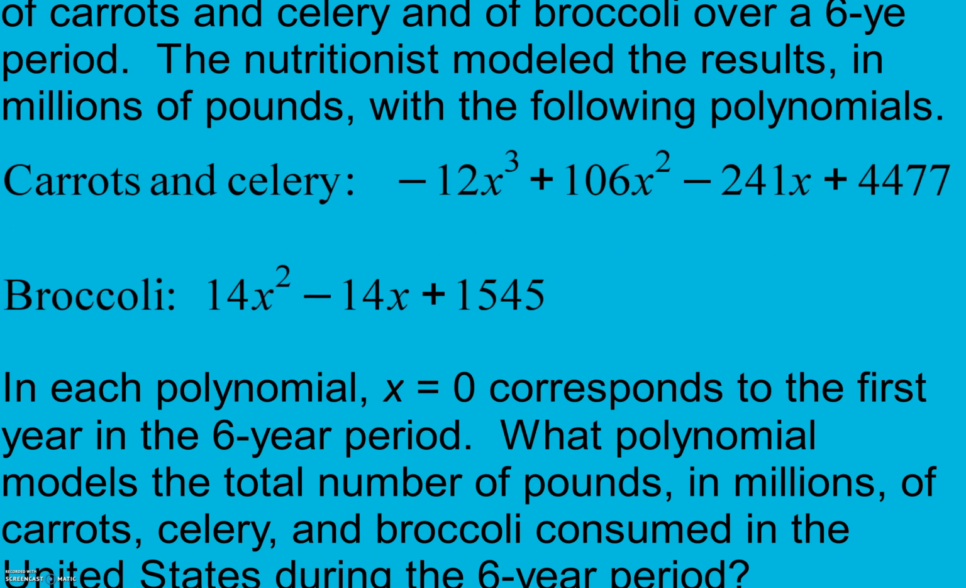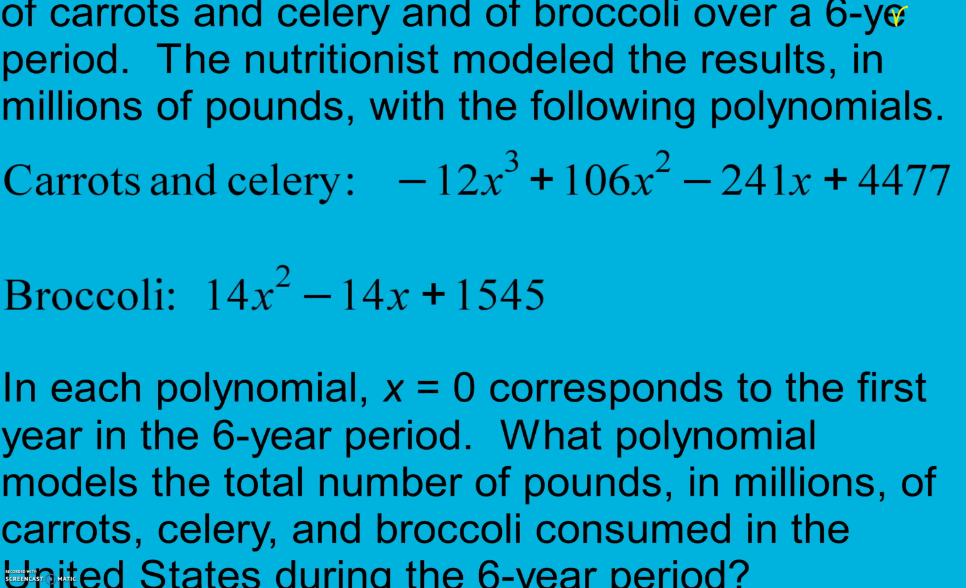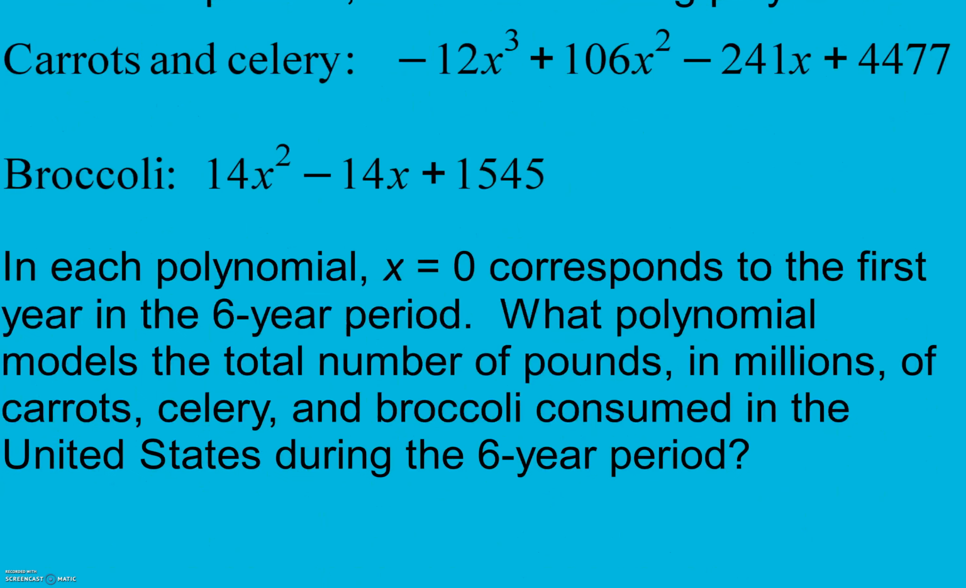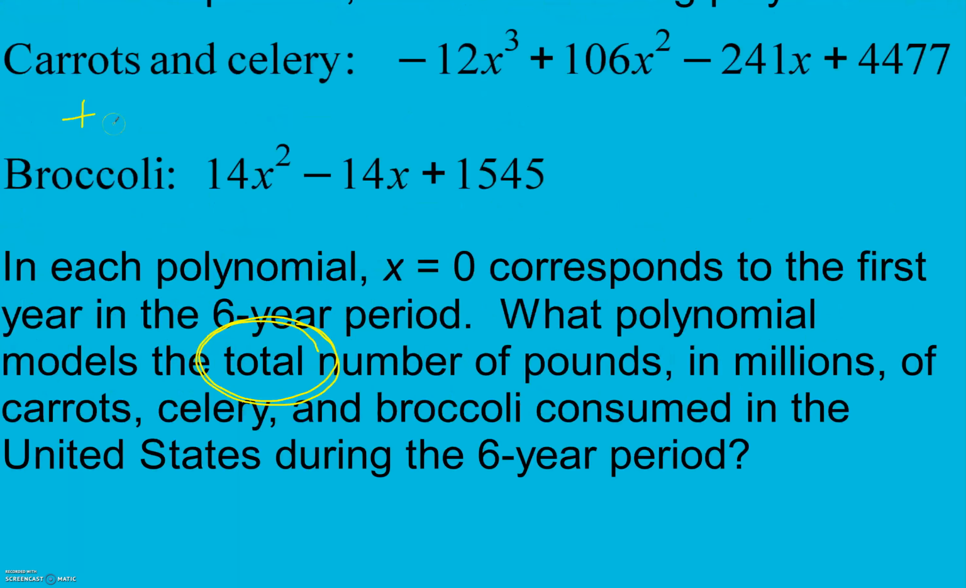A nutritionist studied the U.S. consumption of carrots and celery and of broccoli over a 6-year period. The nutritionist modeled the results in millions of pounds with the following polynomials: carrots and celery and broccoli. In each polynomial, x equals 0 corresponds to the first year of the 6-year period, meaning when we started, not like the calendar year. What polynomial models the total number of pounds in millions of carrots, celery, and broccoli consumed in the United States during the 6-year period? So again, we're finding total. So I'm going to take my carrots and celery and add it with my broccoli.